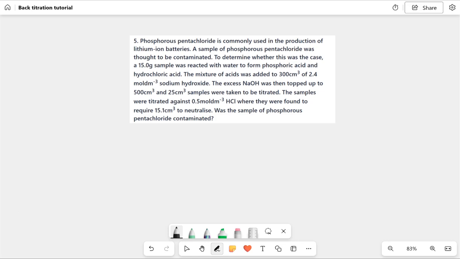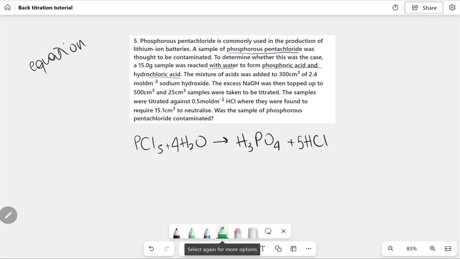The first and most important thing to do in back titrations is to understand the equations and read the chemical reactions that are taking place. We can see from reading this that we have phosphorus pentachloride, which in this case reacts with water to form phosphoric acid and hydrochloric acid. We can already write down the first equation. So we have the first balanced reaction written out.